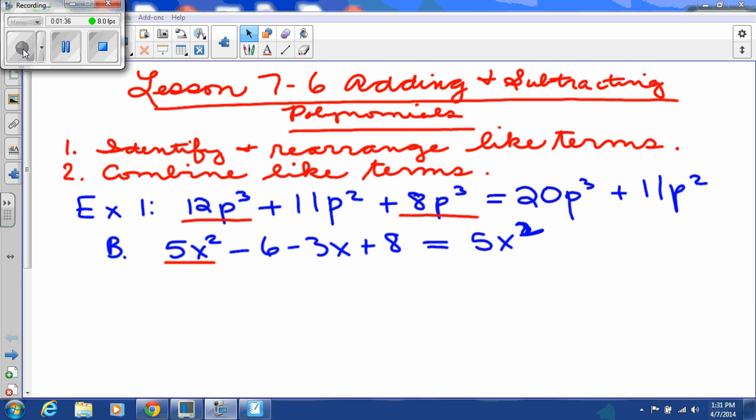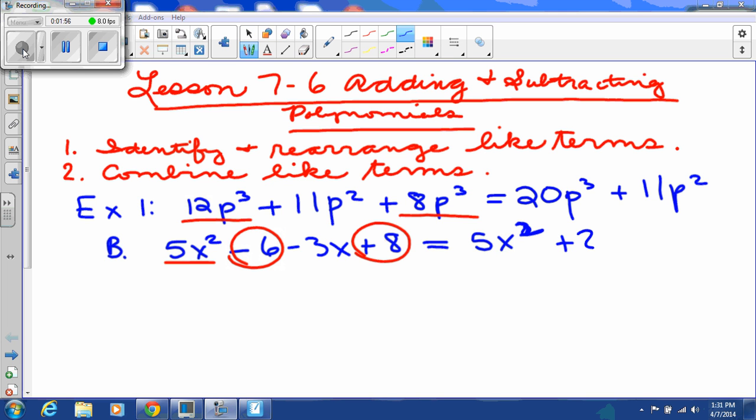The second term that we have is a negative 6. We have a negative 6 and a plus 8. These are like terms because neither one has a variable, they are constants. We know that negative 6 plus 8 equals 2, so we will write 5x squared plus 2. This leaves our remaining term, which is negative 3x. It has nothing to add or subtract to. There are no other like terms, so we'll write minus 3x.